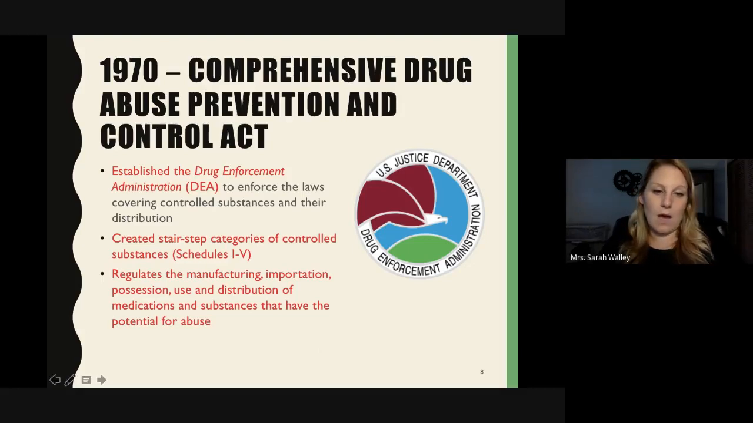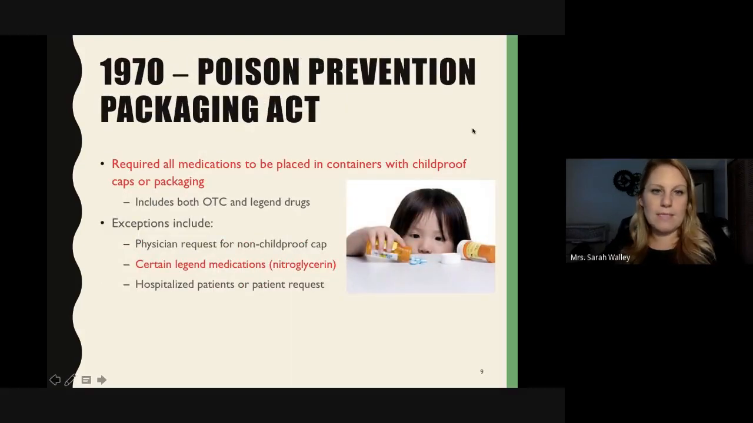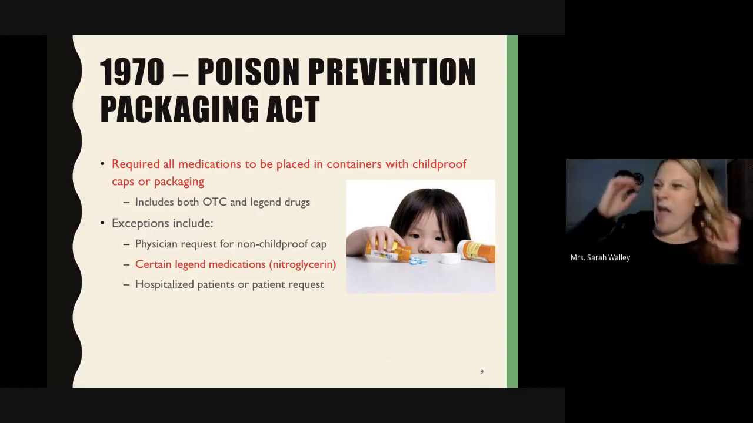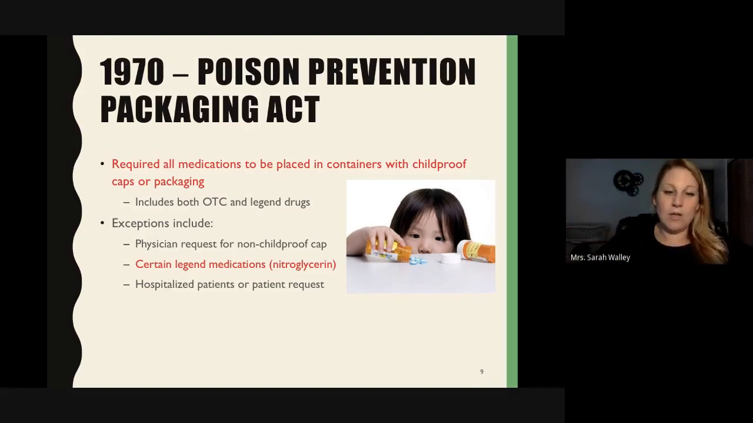Okay, so the 1970 Poison Prevention Packaging Act required all medications to be placed in containers with child-proof caps or packaging. So nowadays, ever since then, when you go get a prescription, most of the prescriptions, except for a few, will be in child-proof packaging, no matter what. They'll just give it to you, and that includes both OTC and legend drugs.